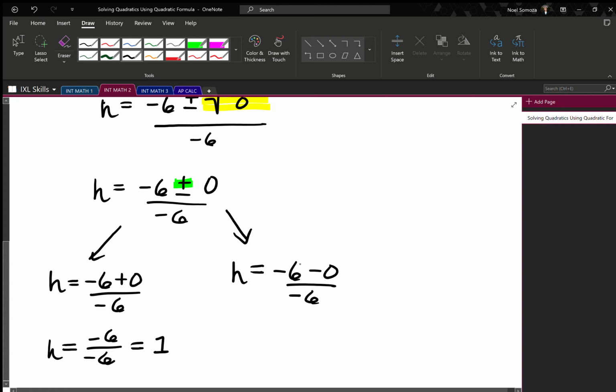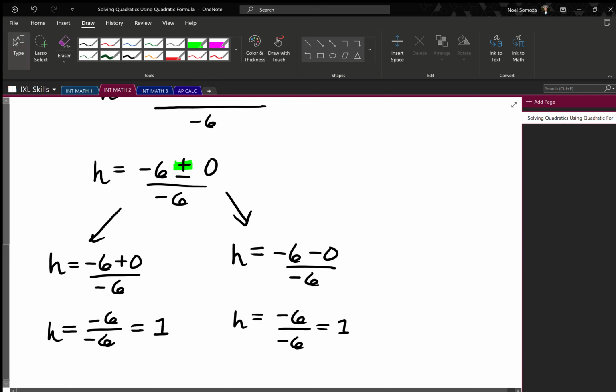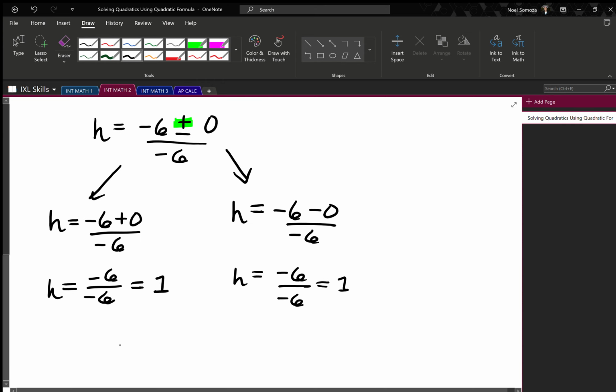On the other side, the same thing happens. h is equal to negative 6 minus 0, so that's negative 6 all over negative 6, and we get the same answer again of just positive 1. Okay, so this is a unique situation where the quadratic has the same solution twice. All right, and commonly what this is called is we would say h is equal to 1, and we would abbreviate it, call this a double root. All right, it just means that it's a solution that occurs twice for this quadratic. And that's it.